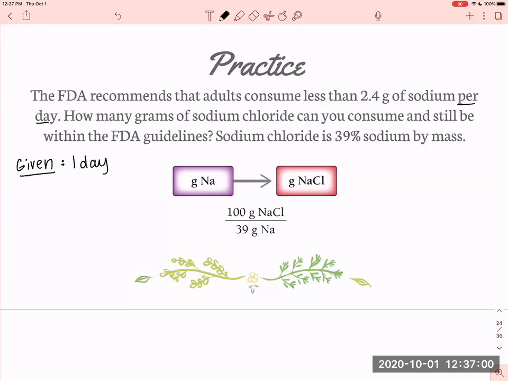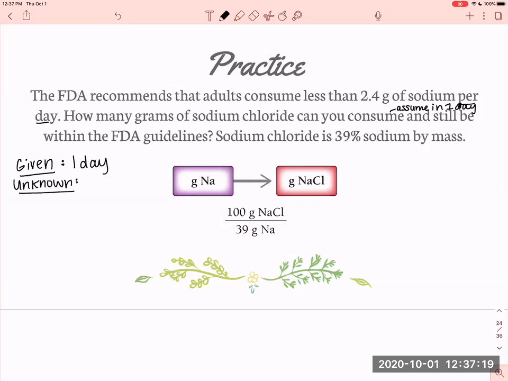How many grams can I consume? And I'm going to assume here, in 1 day. Since they give me this per day, they don't really tell me in my lifetime or in a week. So we're just going to assume, hey, how much sodium chloride can I eat in a day? My unknown. That's kind of hard to tell the day.